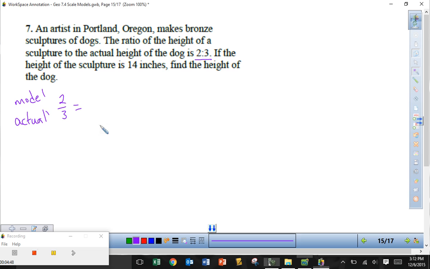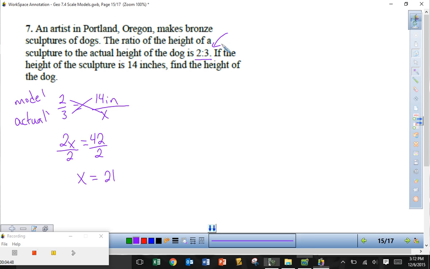Okay, so the sculpture is 14 inches. That's my model, so I want to put that on top. And on the bottom, we're trying to find the actual height. That's my unknown. Okay, so we'll cross multiply and divide, and I've got 2x equals 14 times 3, or 42. I'm going to divide by 2 on both sides. So my actual height here is 21.